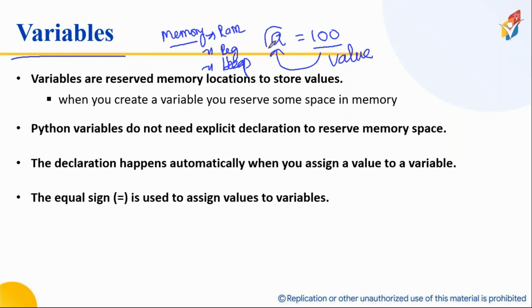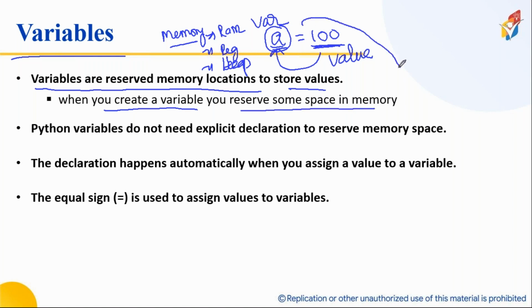So look at here, this A is called a variable. In this variable I'm storing in this location. Variables are reserved memory locations to store values. Once again I'm repeating, A is a variable which is storing the value of 100. Variables are reserved memory locations that are used for storing the values. When we create a variable, we reserve some space in the memory. I already told you, whenever we create this variable, it is going to create an int object. Open brackets, close brackets, a equal to 100.